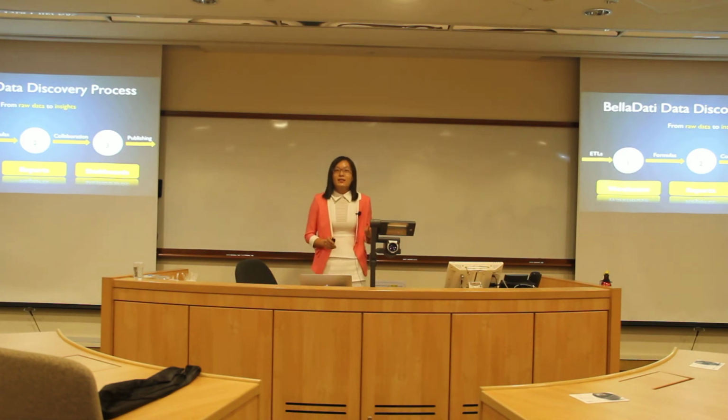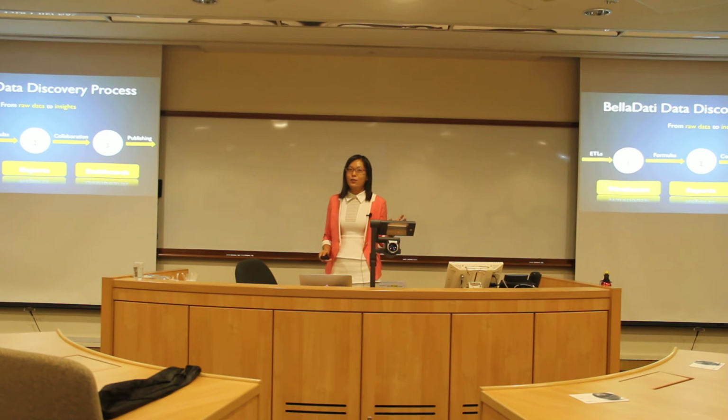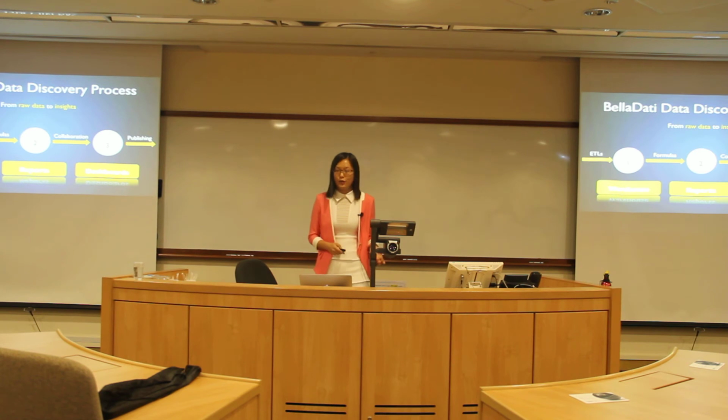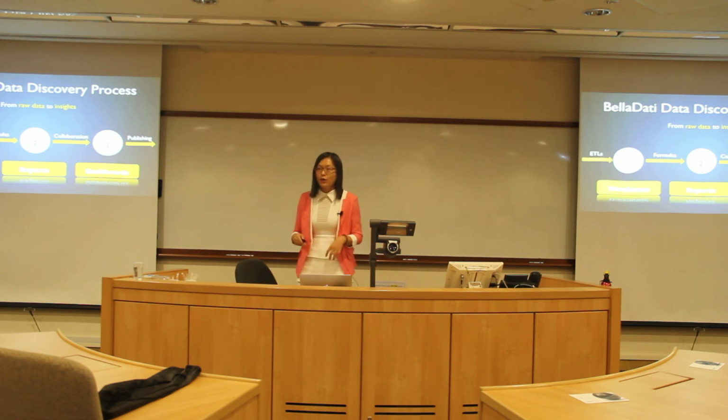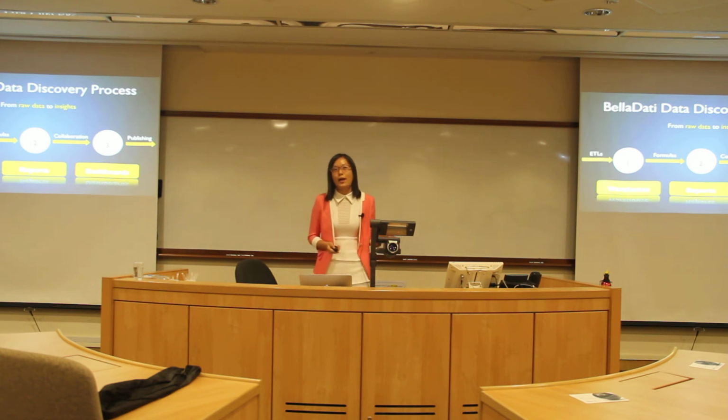Okay, this is the data discovery process for BellaDati. Basically, we have 3 layers for you. The first layer is the data warehouse, and then we have the reports, and then we have the dashboards. The data warehouse basically is where you place all your data. You can join your data there, you can put multiple data sources there, you can do data mapping there, everything. All the data are stored in the data warehouse.